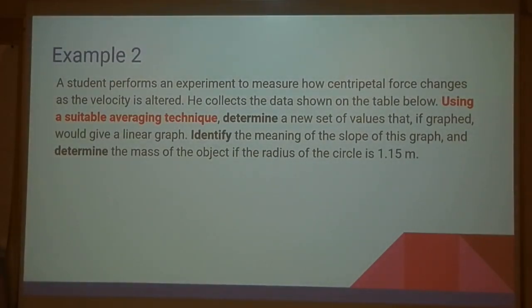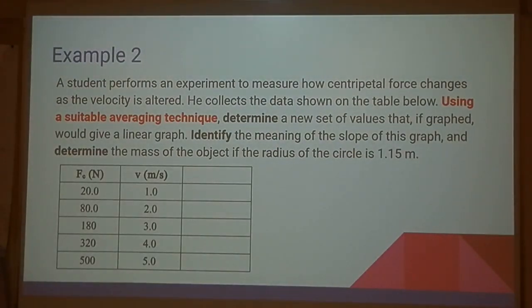I say that as you're going through that process, you'll have to determine a new set of values that, if graphed, would give a linear graph. We're going to see how we do that. We're going to identify the meaning of that slope. And no, I don't mean just, oh, slope is rise over run. How does the slope relate to the physics formula? And then we're going to use that to determine the mass of the object if it's going through a circle that has a radius of 1.15 meters.